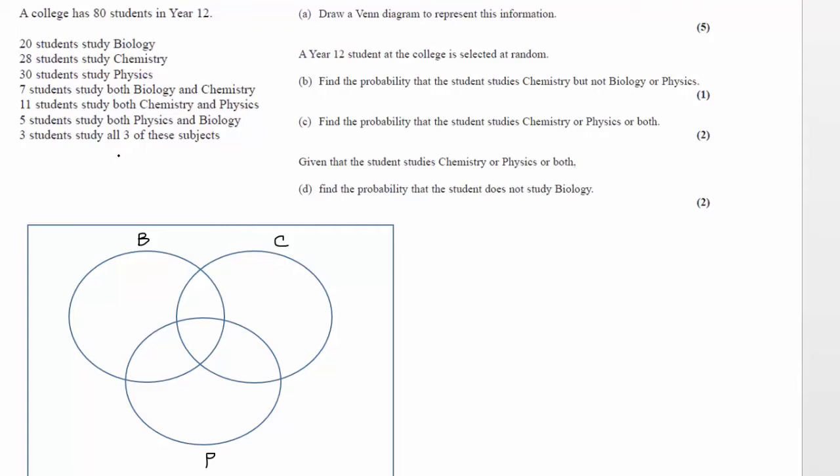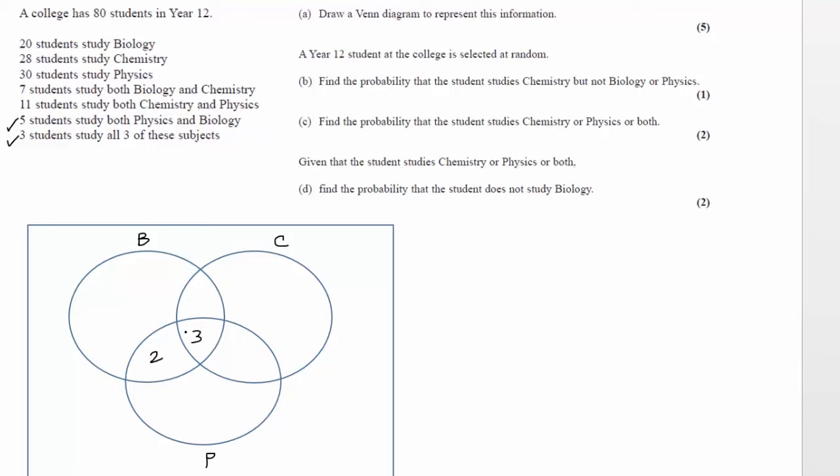Is there any information about all 3 subjects? Yes, there are. 3 students that study all 3. So that's that piece of information. If I move up now, 5 students study physics and biology. Physics and biology is this shape here. 5 altogether. I've got 3 counted up for already, so there's 2 there, making 5 in total. 11 students study chemistry and physics.